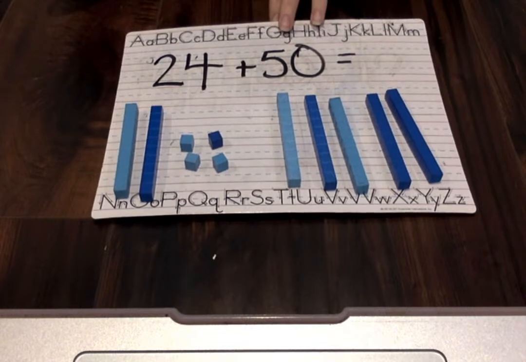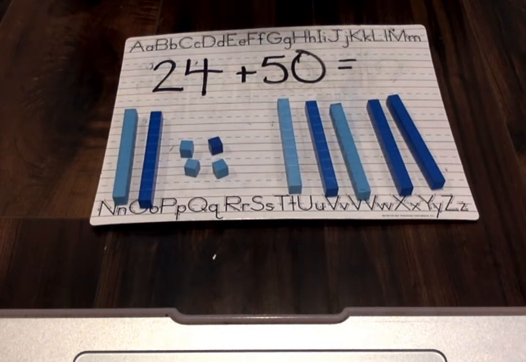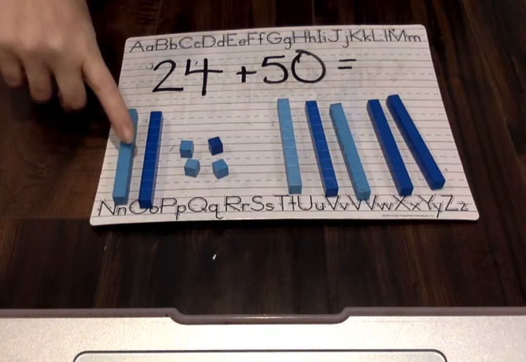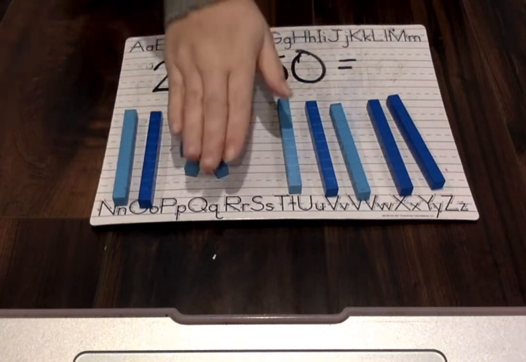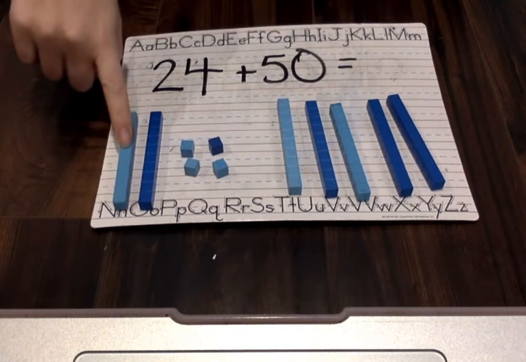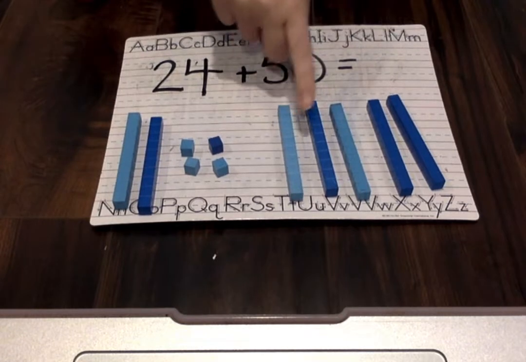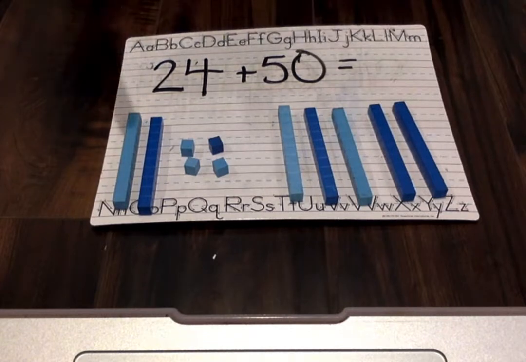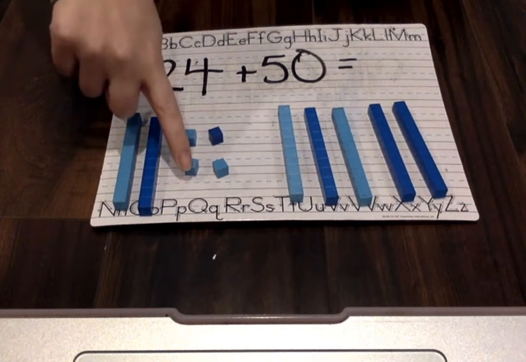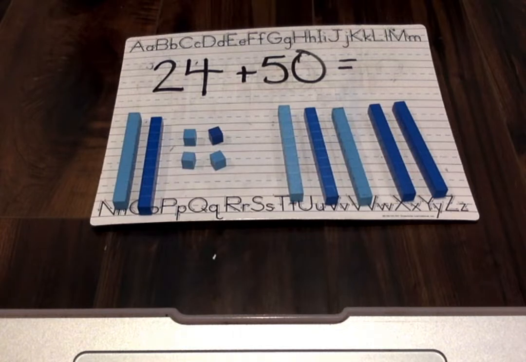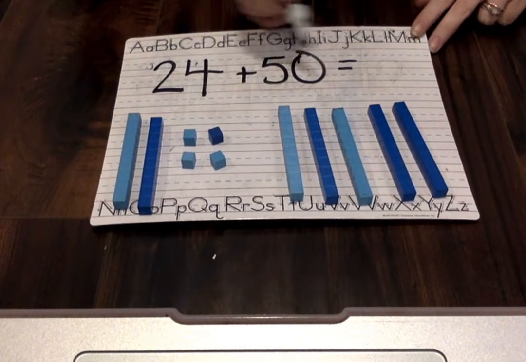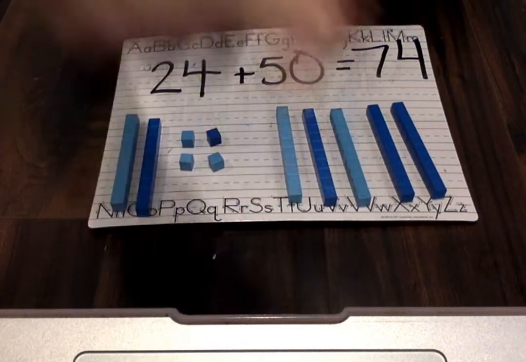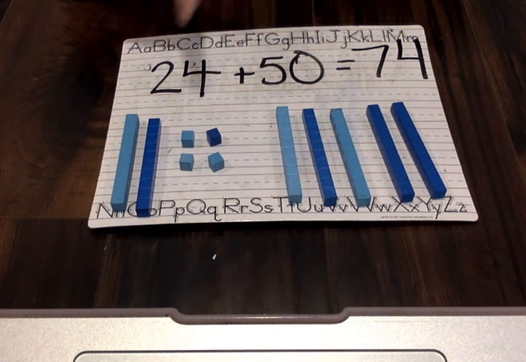Okay, what is 24 plus 50? Can you count them up? You can pause the video if you want to. Okay, my turn. 10, 20. I'm going to skip my ones and do them later. 10, 20, 30, 40, 50, 60, 70, 71, 72, 73, 74. So 24 plus 50 is 74.